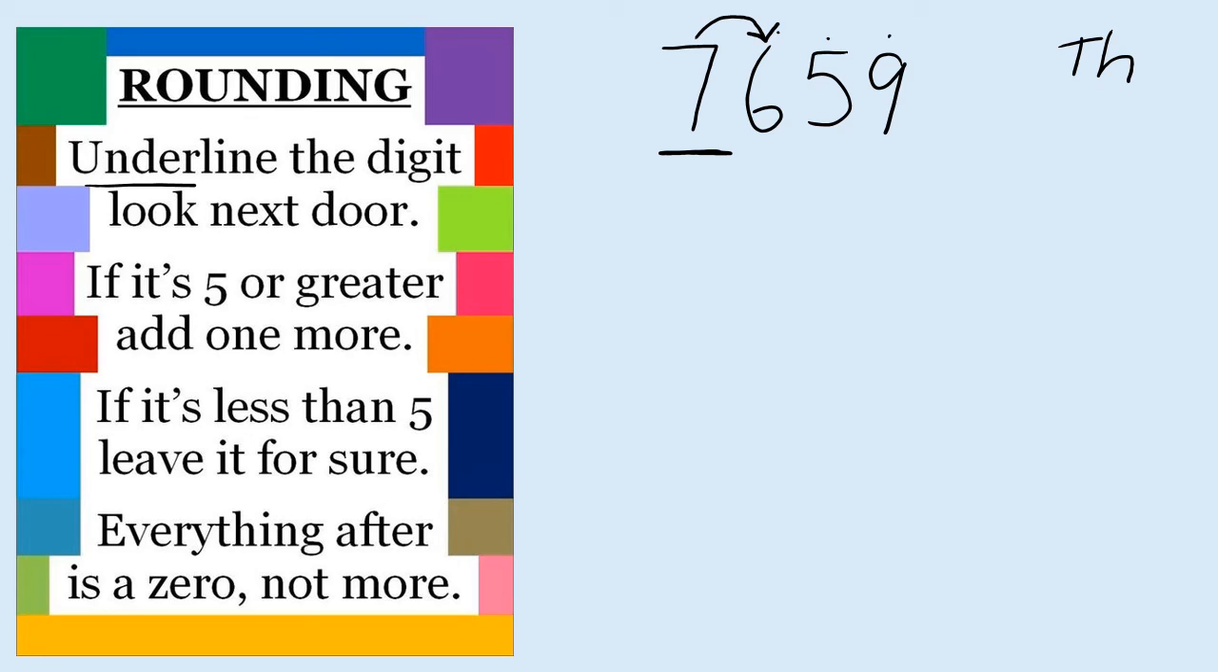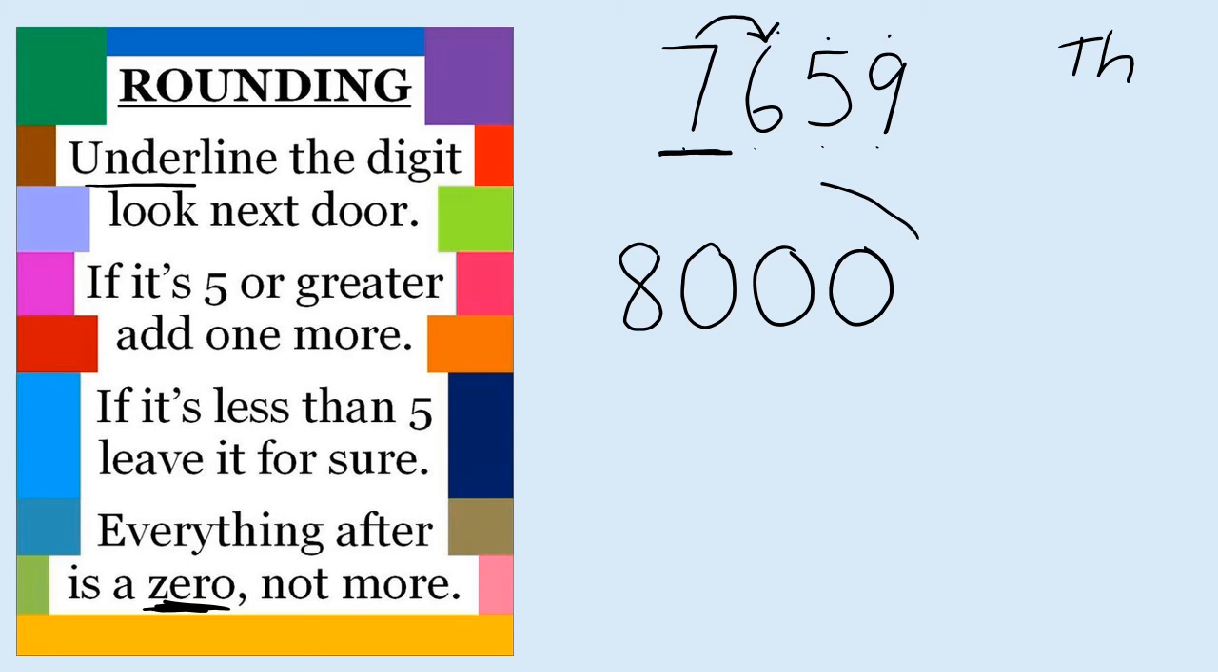If it's 5 or greater, add one more. Well, 6 is definitely greater than 5, so I need to add one to my underlined number. 7 becomes 8. Everything after is a 0, not more. So I have 3 numbers after, which means I need to add 3 zeros. So 7,659 gets rounded to 8,000.